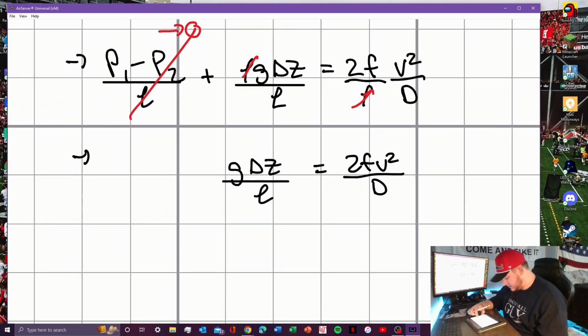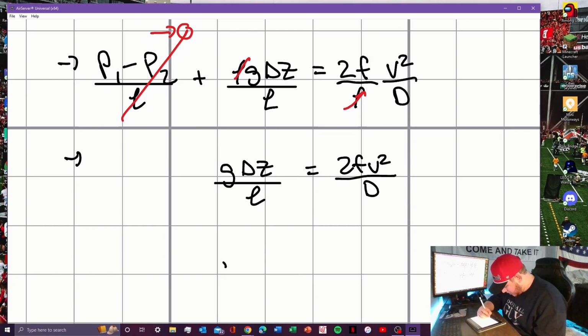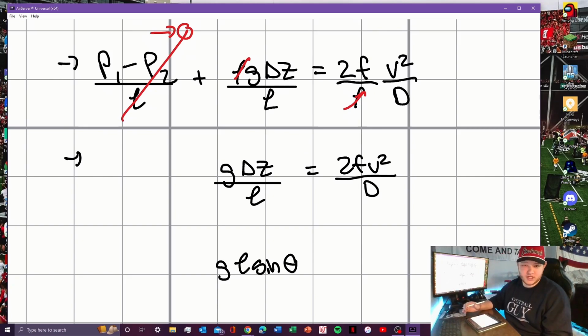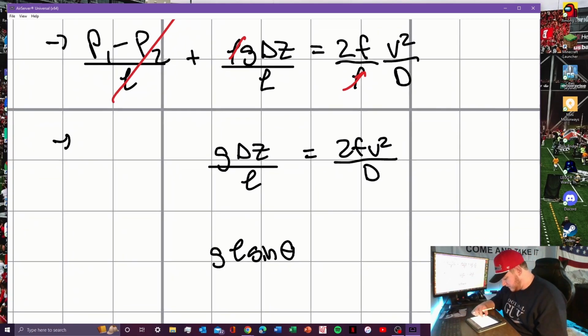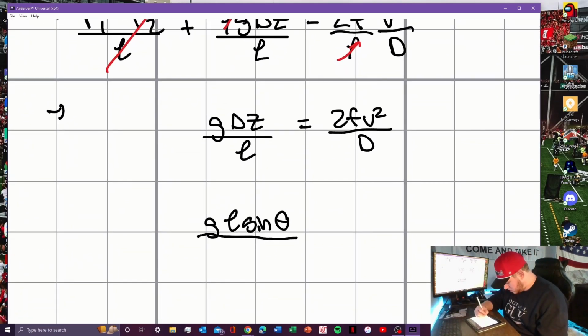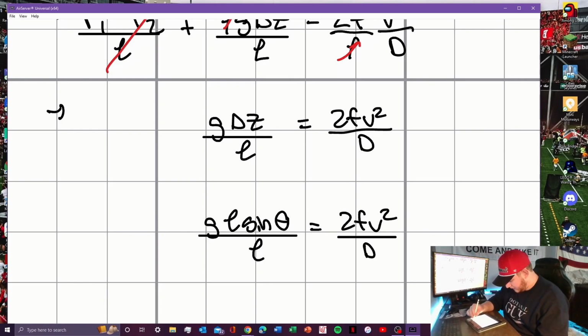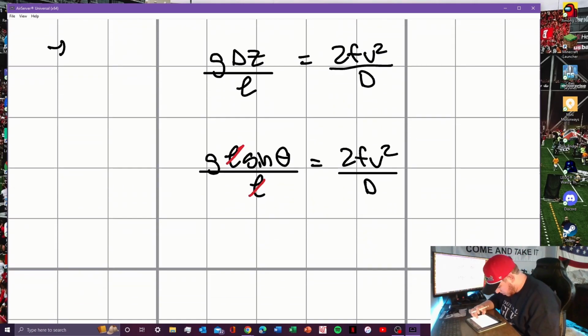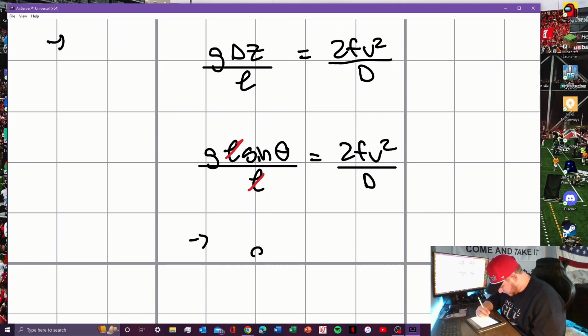Now, let's talk about this delta Z term. We can rewrite this as L times sine of theta, because delta Z is basically just the change in height. Since we're at an incline of 15 degrees, it's just length times sine of theta. And then that's over L, equals 2F V squared over D. So these L's are going to cancel here, and then we are left with G sine theta is equal to 2F V squared over D.